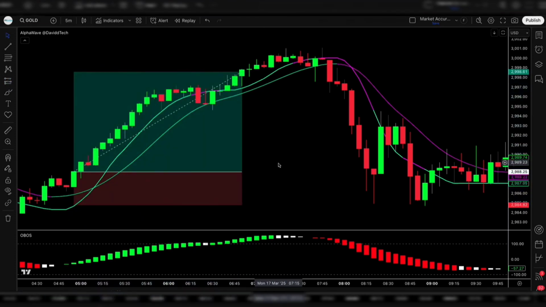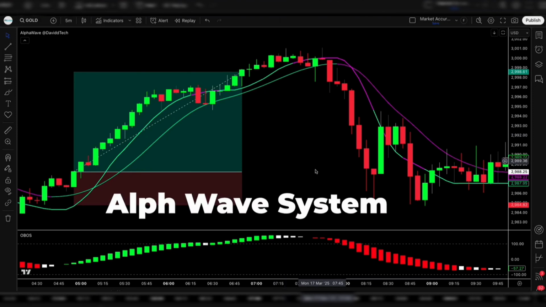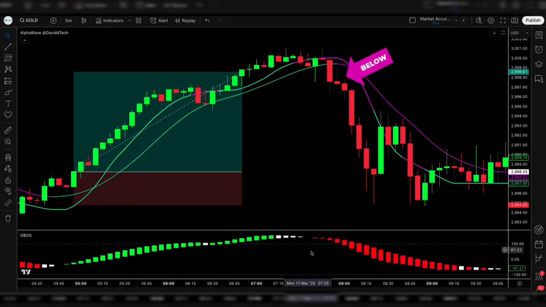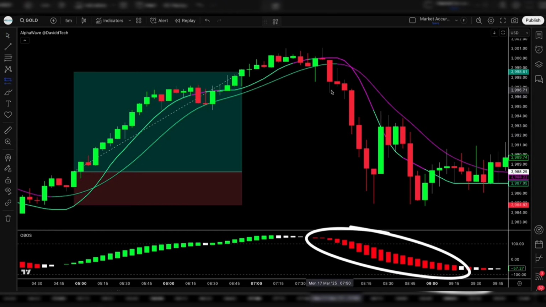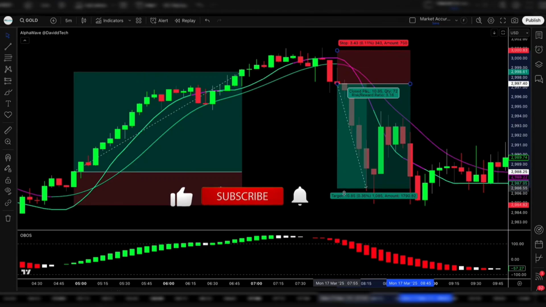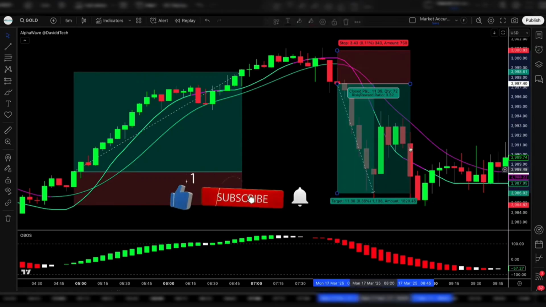Look further at the next signals. When the Alpha Wave System indicator makes the Wave Pulse line and Quantum Adaptive MA line pink, and market price moves below both lines, and if we look at the OBOS indicator making red candles, so this condition is fulfilled, then we will place a sell order. And you can see this trade going in profit. I hope you must have understood this example of the strategy.